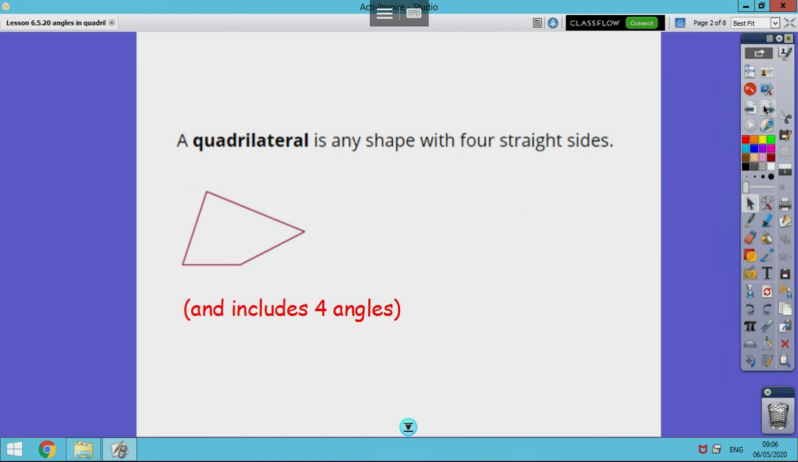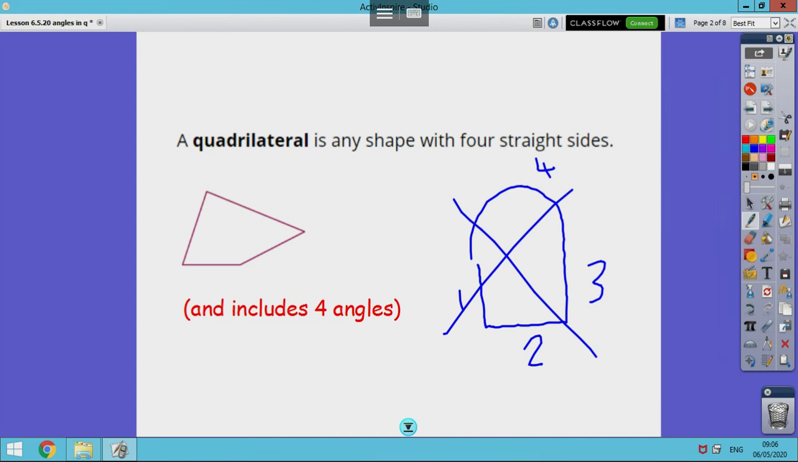So this is really important that you understand a quadrilateral is any shape with 4 straight sides, the straight being very important there. A shape like this, for example, is not a quadrilateral. Even though you've got 1, 2, 3 straight sides, you've got a curved side here. So this is not a quadrilateral. This is your quadrilateral because all of the sides are straight. So let's have a look at the next thing.